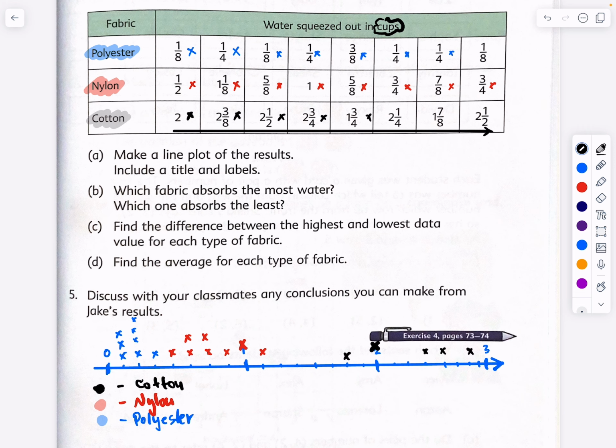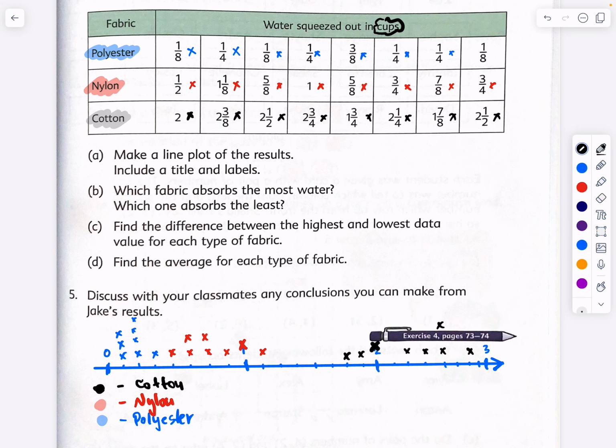Oh, 2 1/4 right here. 2 1/4 right here. 1 7/8. We are here. X it out. And 2.5, which is 2 4/8. We are right here. Done. Look, the fabric that retained the most water are all the black data points, which represent the cotton fabric.